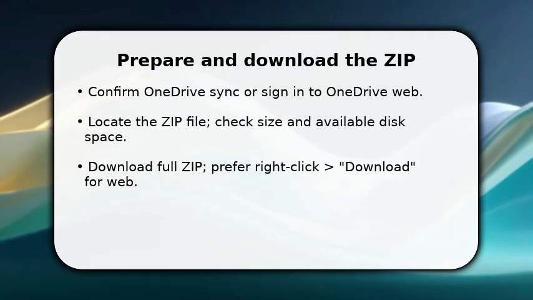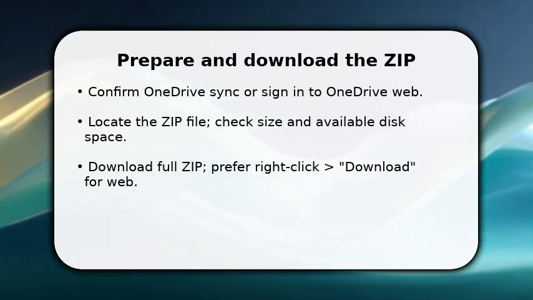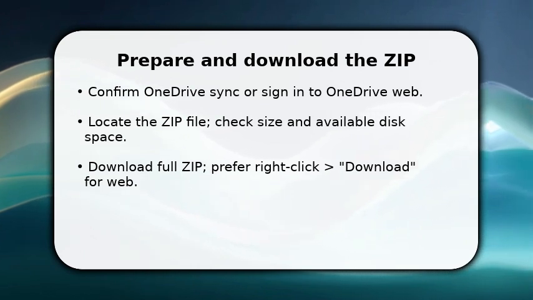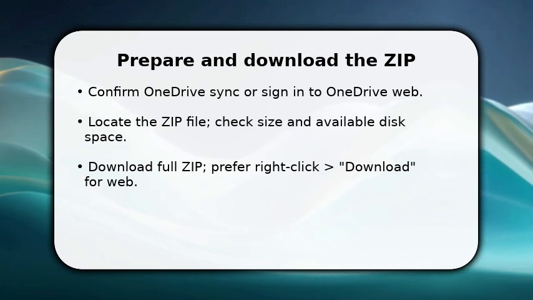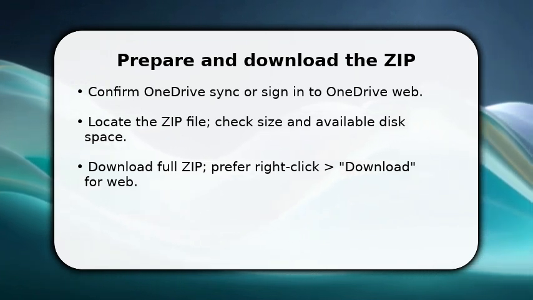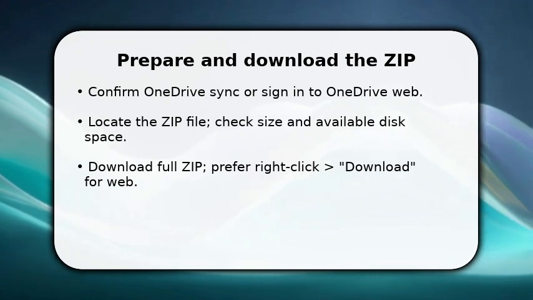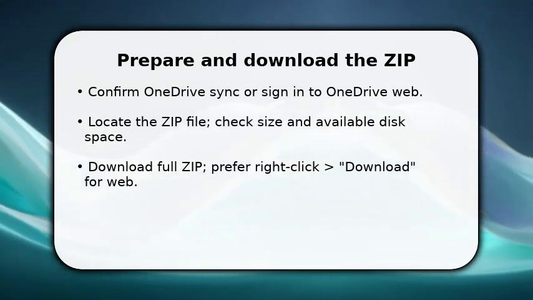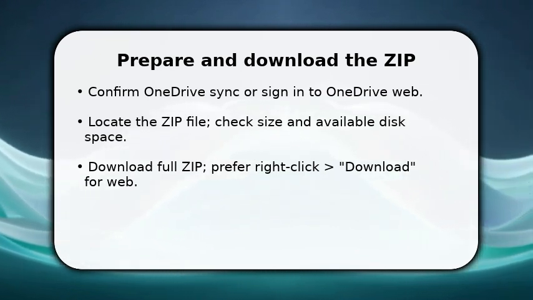You start by confirming you're signed into OneDrive and that your sync client is healthy. Once done, navigate to the folder containing the ZIP and verify there's enough local disk space to extract it. Make sure the file is fully uploaded if from another device. Partial uploads cause errors. Now, use the OneDrive web download action or let the client sync the file locally. This ensures you have an intact ZIP file before extraction begins.